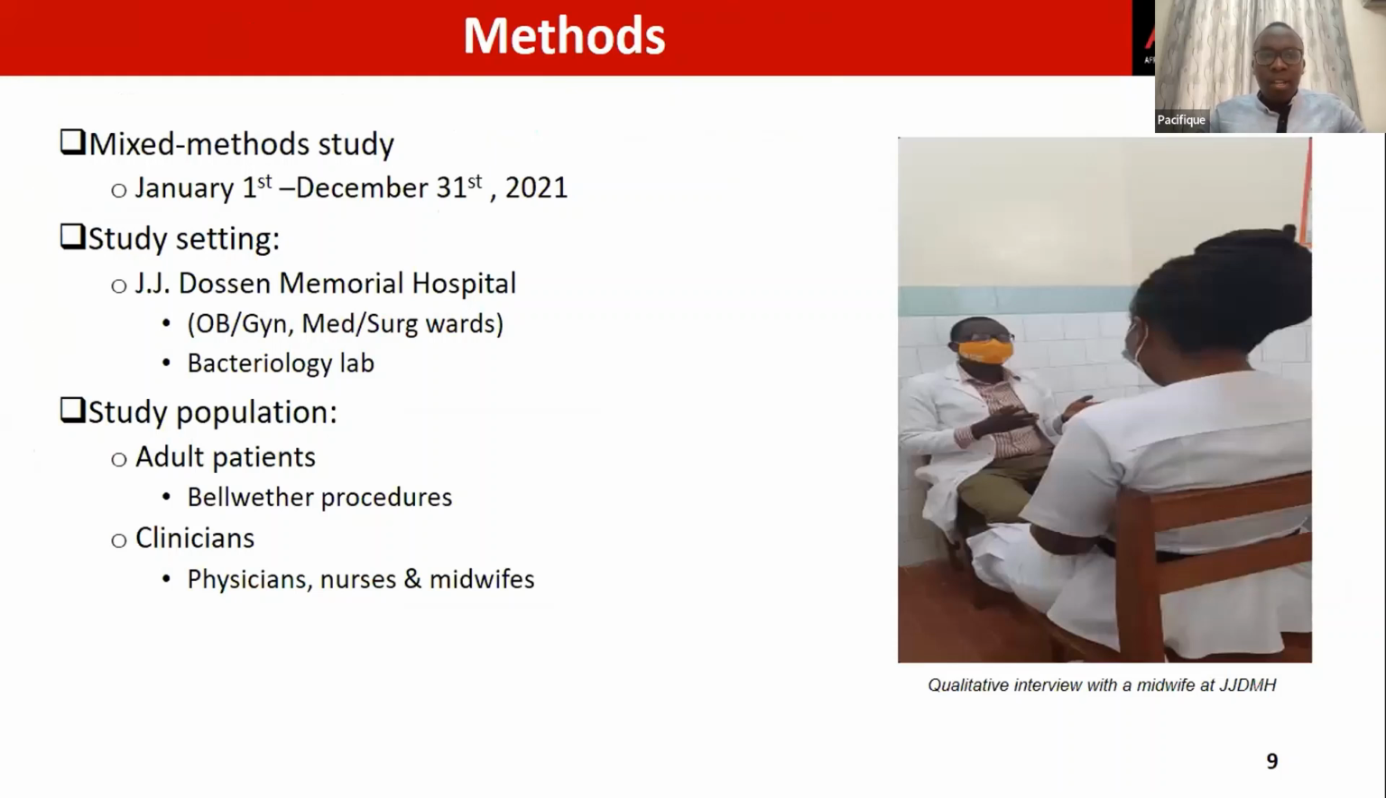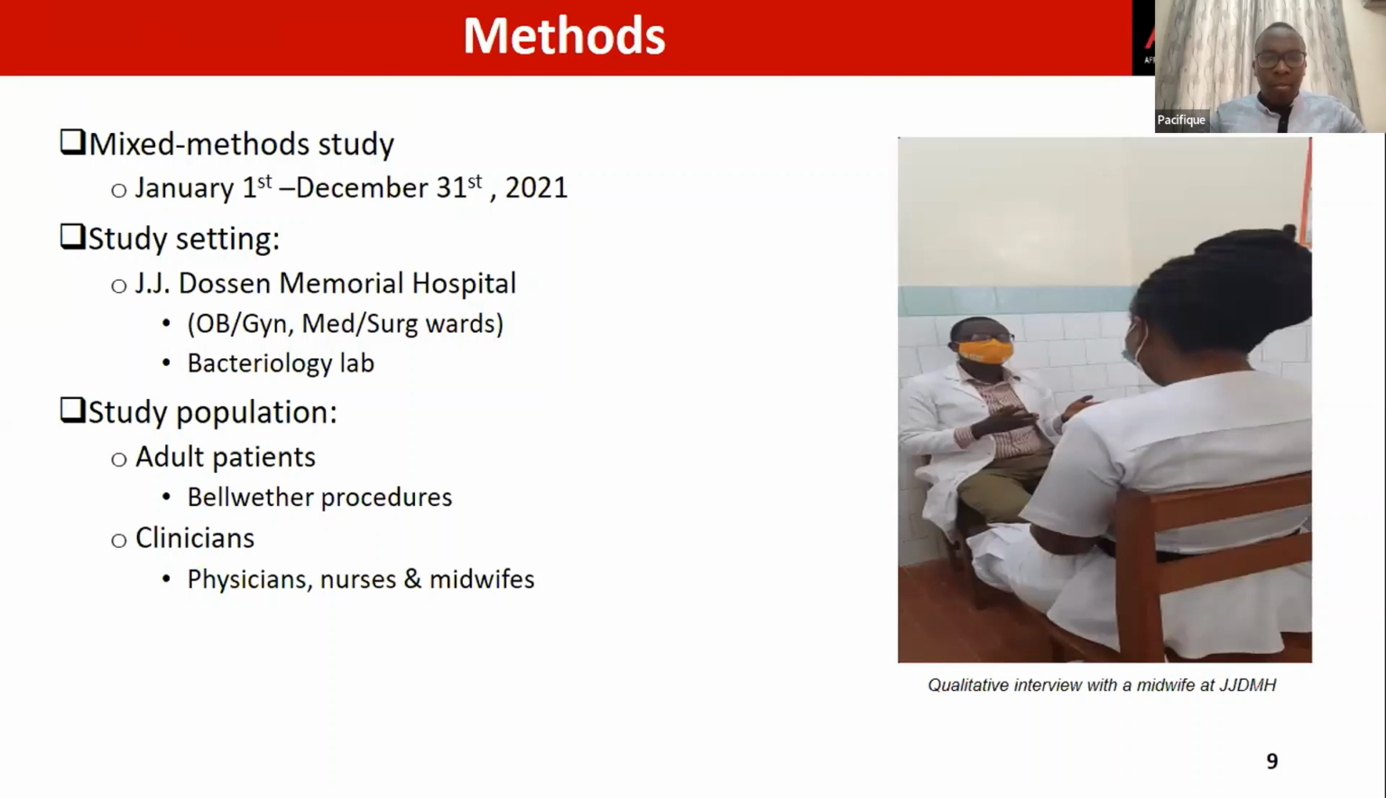We used a mixed methods approach, and we reviewed data from January 1st to December 31st, 2021. We're focusing on one hospital, a regional hospital, JJD Hospital, and particularly the obstetric and gynecology wards, then the medical and surgical wards. Then we collected data from the bacteriology lab.